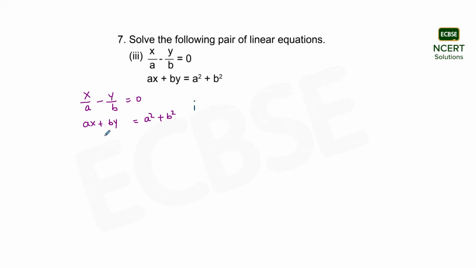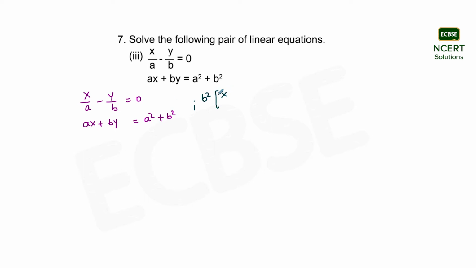So now in the elimination method, I won't be focusing on the variable x. I'll be targeting the variable y. That is, I'll make such a mathematical calculation that the coefficient of y is the same in both the equations. So say I am multiplying both sides of the first equation with b square.